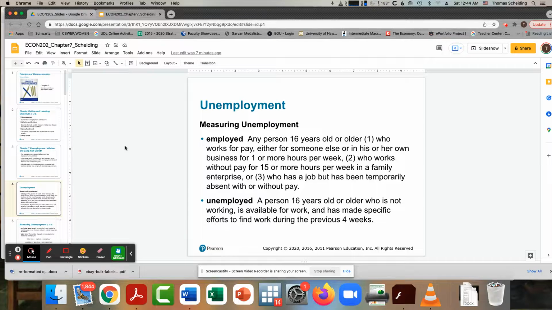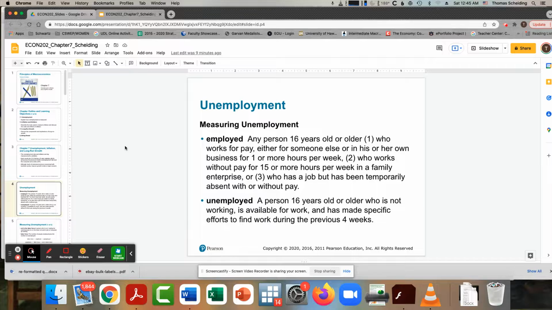It could be without pay, but it has to be for your own family. So if your own family is harming you by not paying you, I guess it's your own issue. And then you have to have a job of some kind. You can be not working, but you have to be just temporarily not working. So a temporary absence of some kind, like a global pandemic, would do it for understanding where we're at right now.